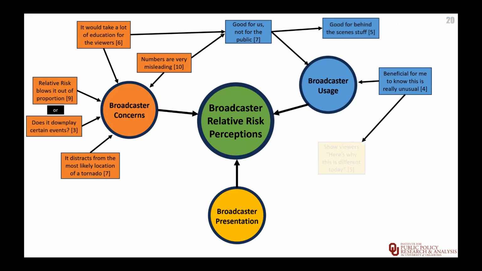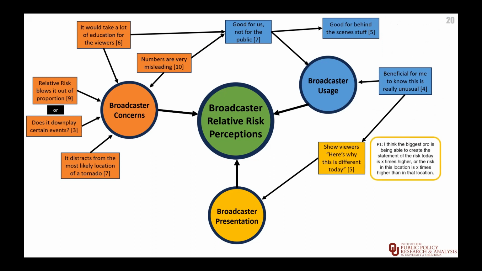When it comes to presenting relative risks, we see the broadcasters felt that they can use the product to show viewers, here's why this event is different today. They can say that the risk today is X times higher, the risk in this location is X times higher than in that location. It helps them point out potentially to viewers that their risk is not normal for this day.